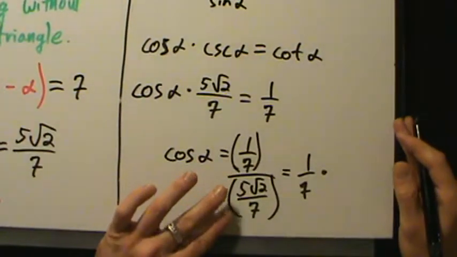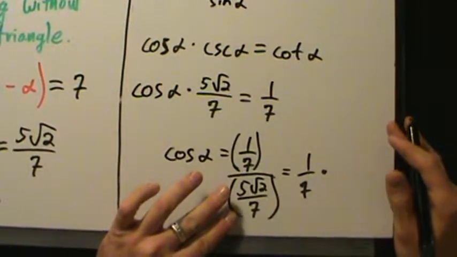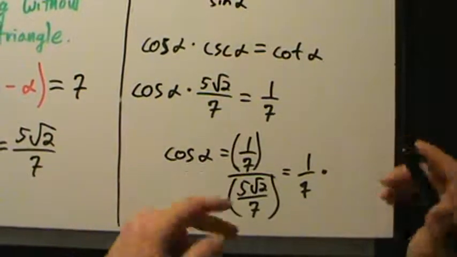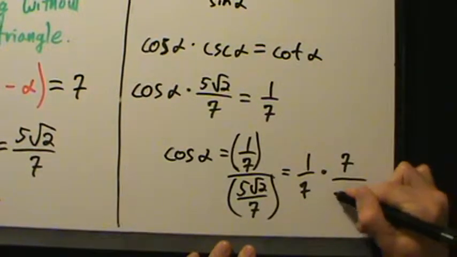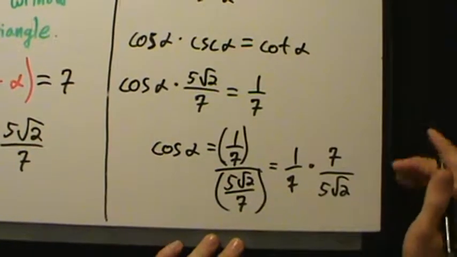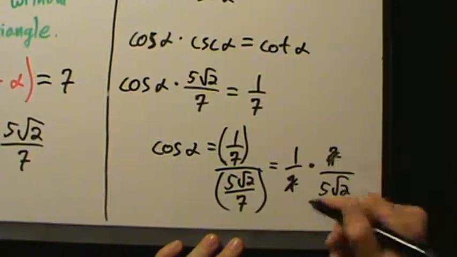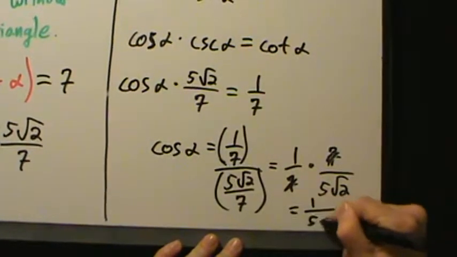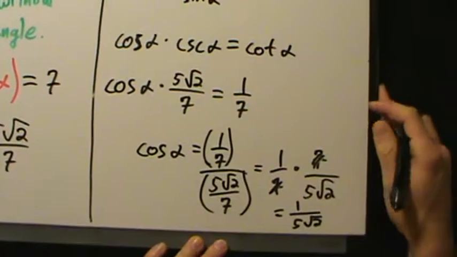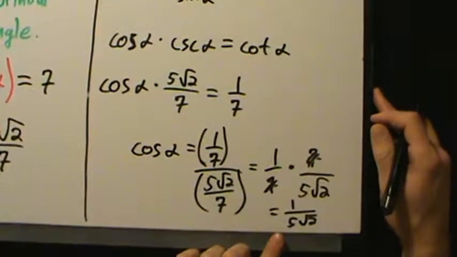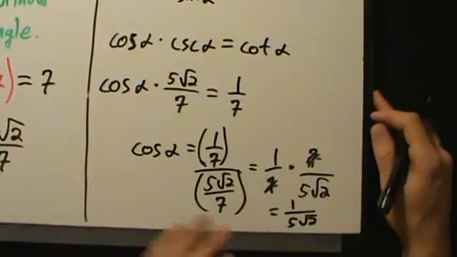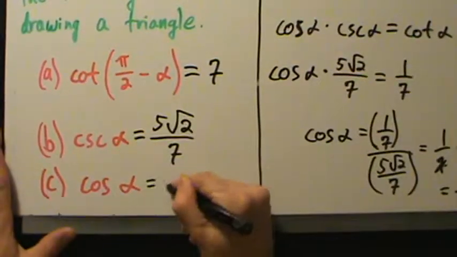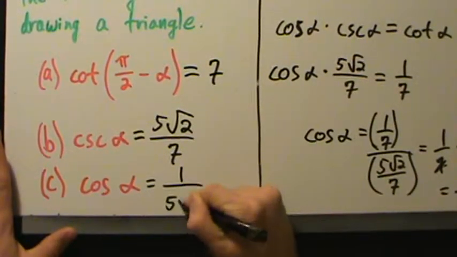So 1/7 divided by 5 root 2 over 7 is the same thing as 1/7 times, if you're dividing by 5 root 2 over 7, what are you really doing? What are you multiplying by? You're multiplying by the reciprocal, which is 7 over 5 root 2. So the 7's cancel, and that leaves you with 1 over 5 root 2. So 1 over 5 root 2 is what cosine of alpha is. So cosine of alpha equals 1 over 5 root 2.